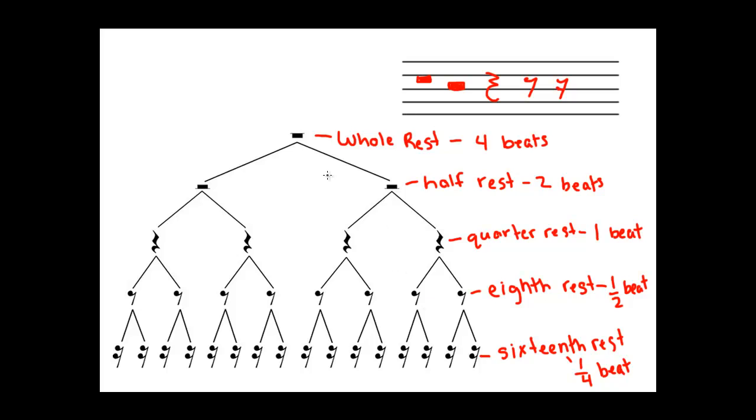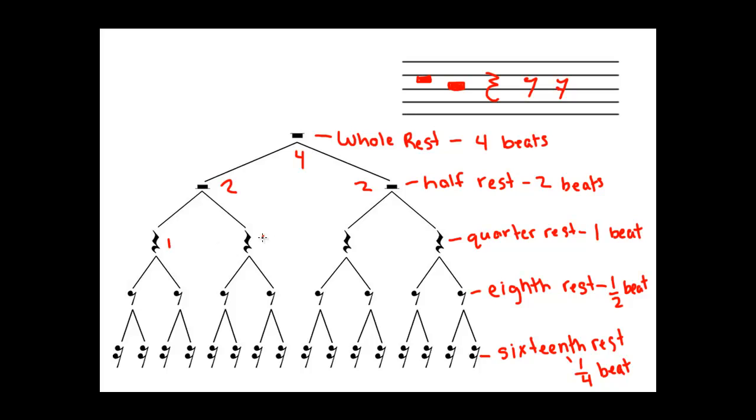Okay, now that we know the values and the names of all of these rests, let's take a look at our pyramid. So a whole rest is 4 beats. Going down, a half rest is 2. So just like our note pyramid, you can see that on each progressive level the rest values go down by half. So if a half rest is 2 beats, then 2 half rests will equal 1 whole rest.